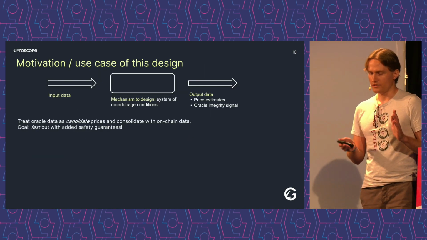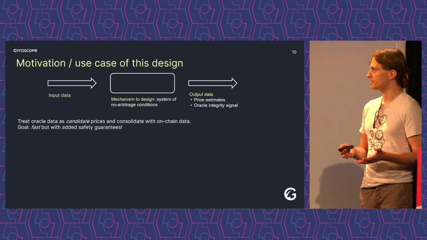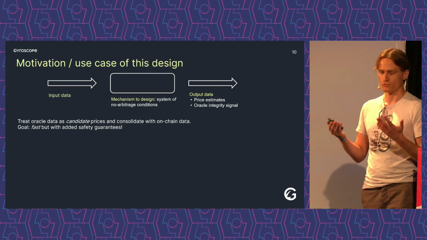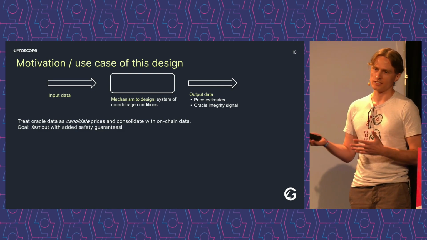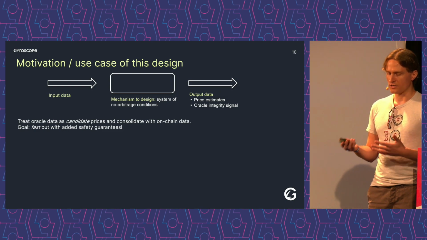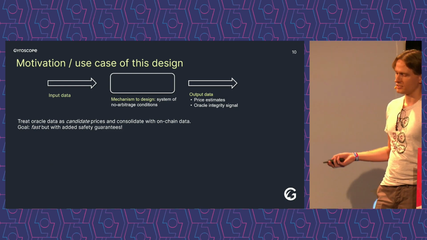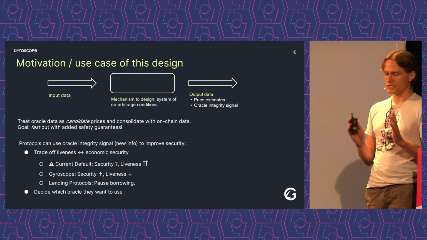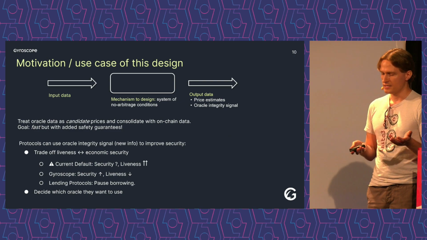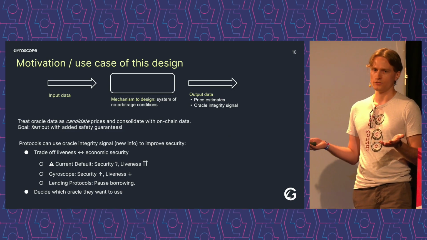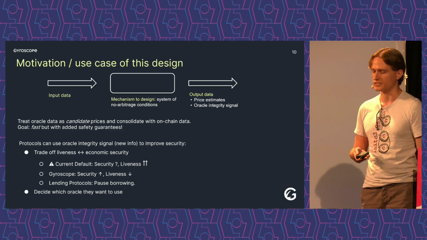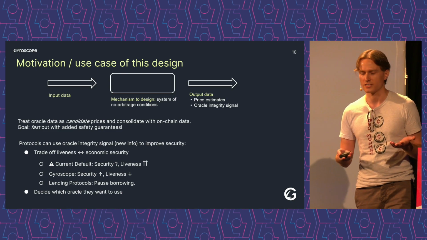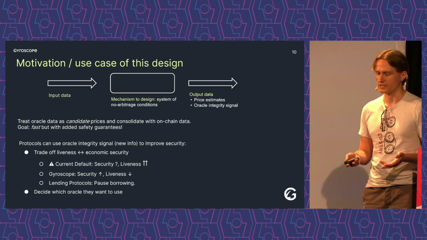And so you can think of this as treating Oracle data as candidate prices instead of true prices necessarily, and you're consolidating with on-chain data. The goal is to be fast, but with some extra safety guarantees on top. Another way you can think of this is that protocols can use this signal of Oracle integrity as a new bit of information, and they can use it to improve security.